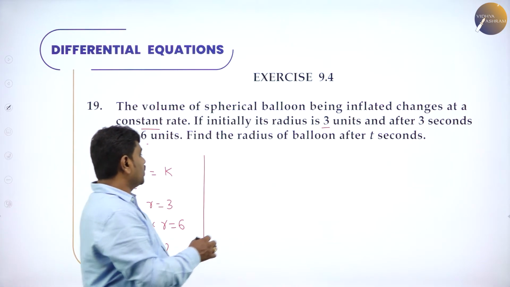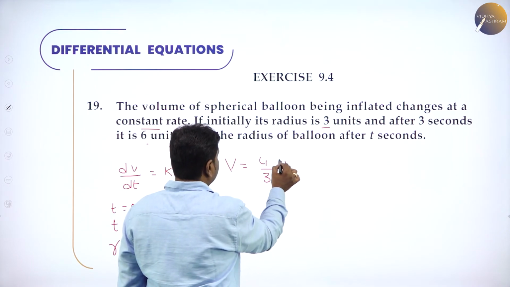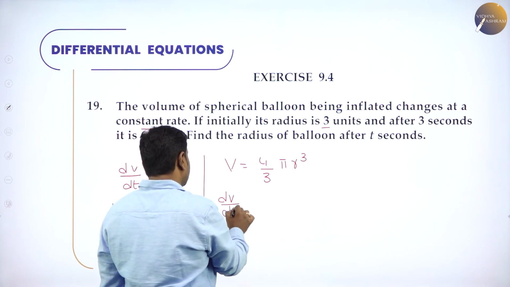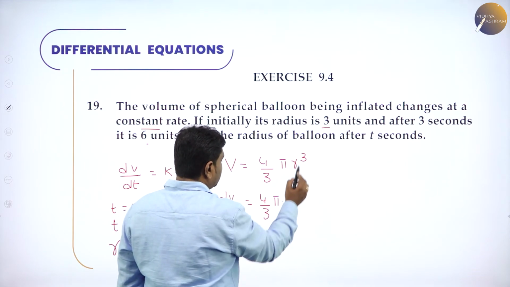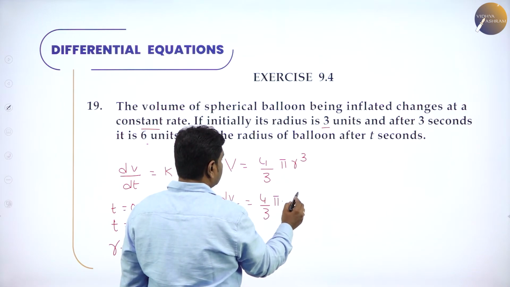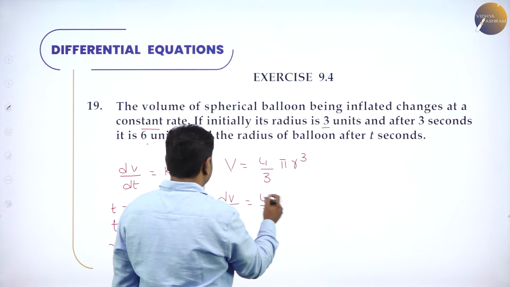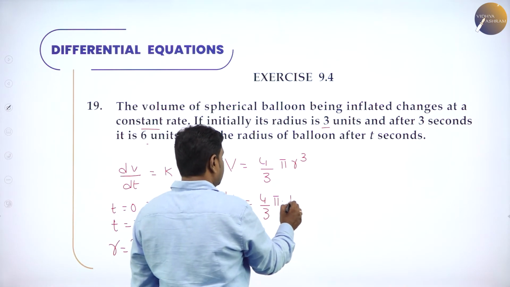Now dV by dt, what is the volume? Volume of the sphere is 4 by 3 pi r cube. So differentiate both sides. So dV by dt is equal to 4 by 3 pi, which is constant, into d by dt of r cube.